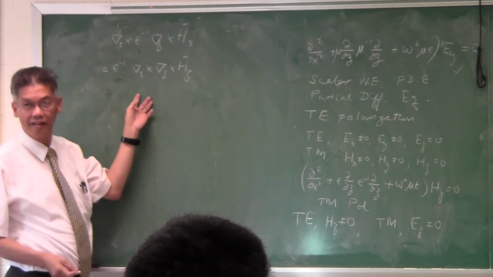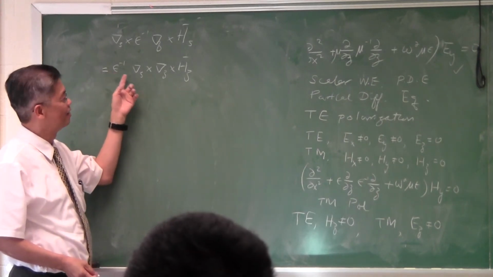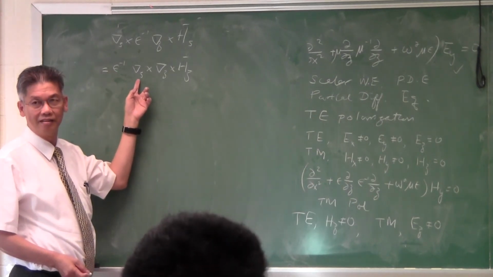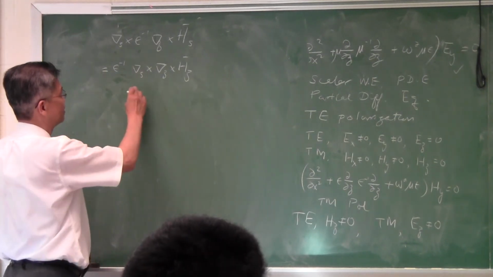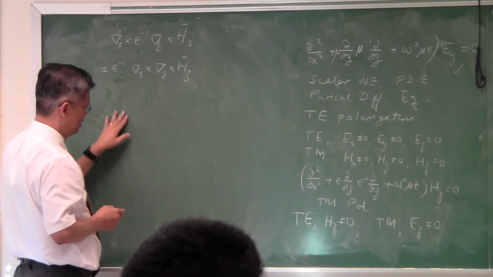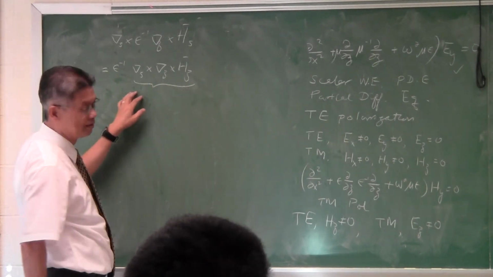So I can write this in this manner. Everybody agrees this is a function of z only. This is partial x and partial y, so they commute and we can take them outside. And then I have to use a mathematical identity to simplify this.